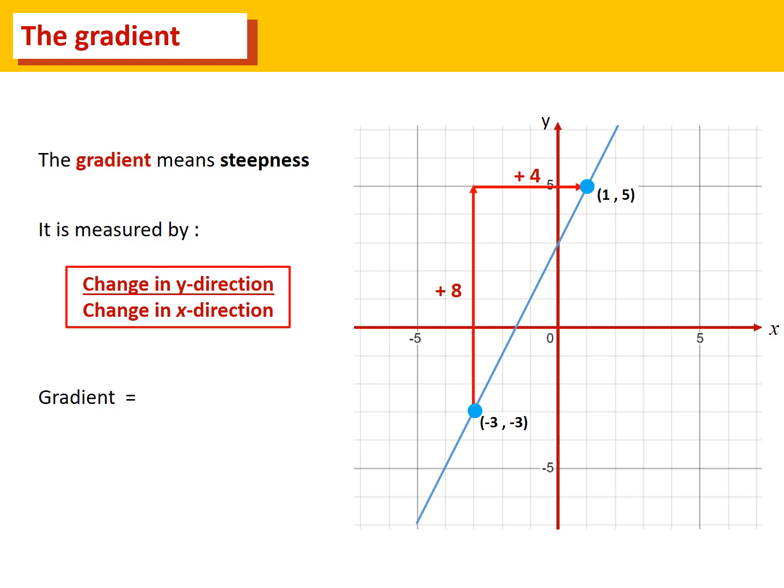So the gradient, it tells us, is the change in the y direction. The change in the y direction between those 2 points was +8. So that's a change of 8 divided by a change in the x direction. And the change in the x direction, as we can see on the diagram, was a change of 4 units. So the gradient is 8 divided by 4, and that equals 2.